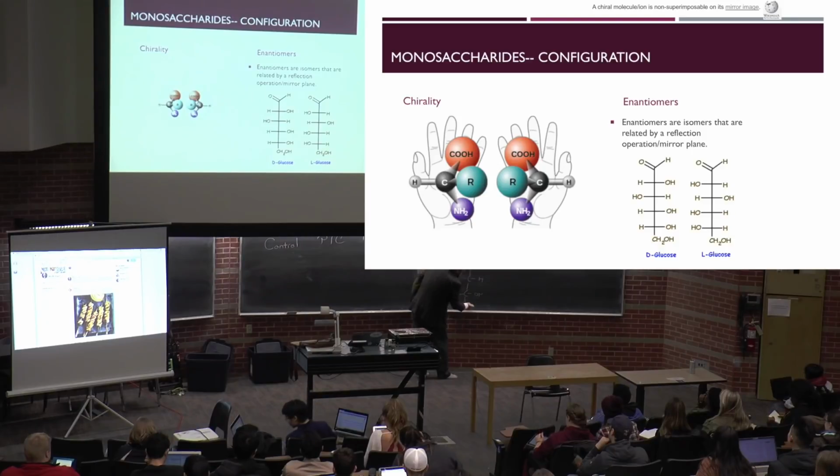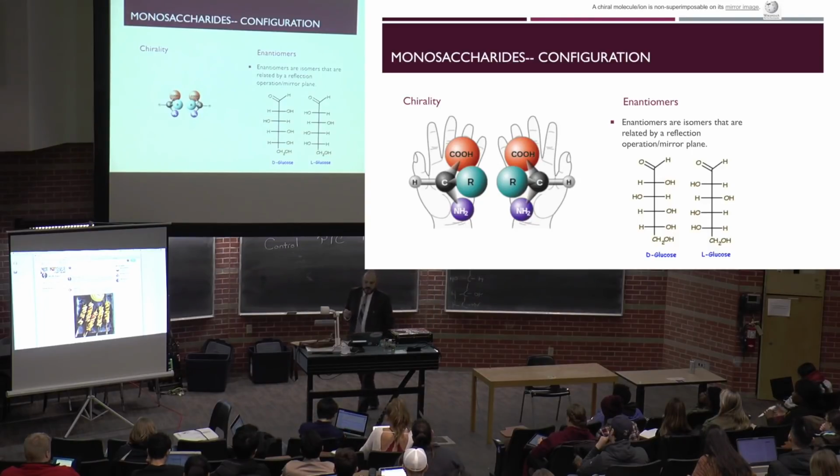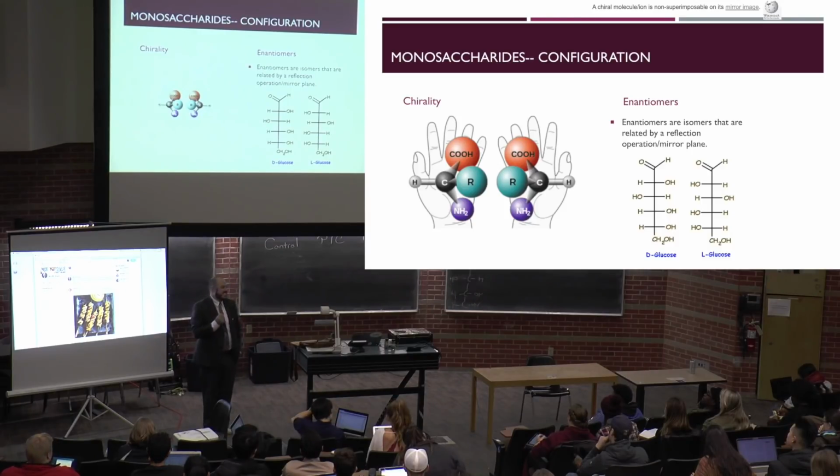Depending on which way those hydroxyl groups come out, if they're on the right or the left, determines whether they're a D or an L isomer, right? Does anyone remember what D and L stand for?